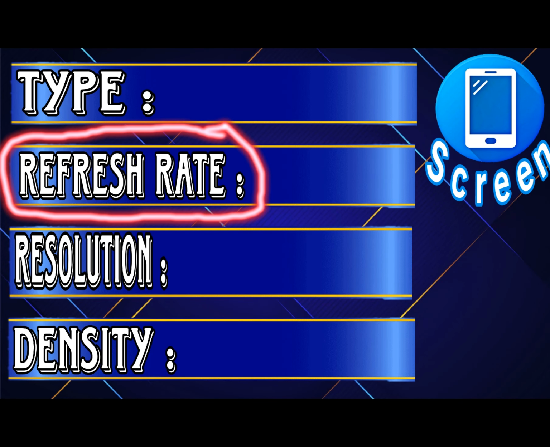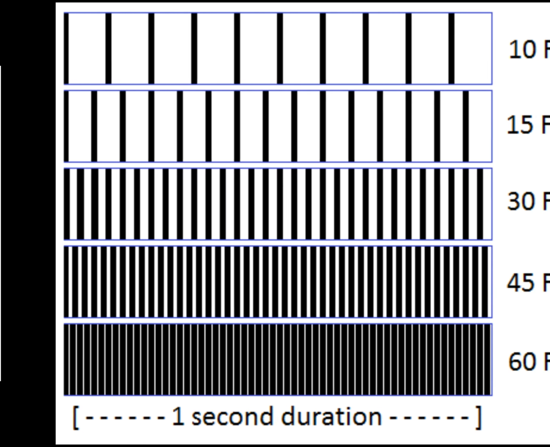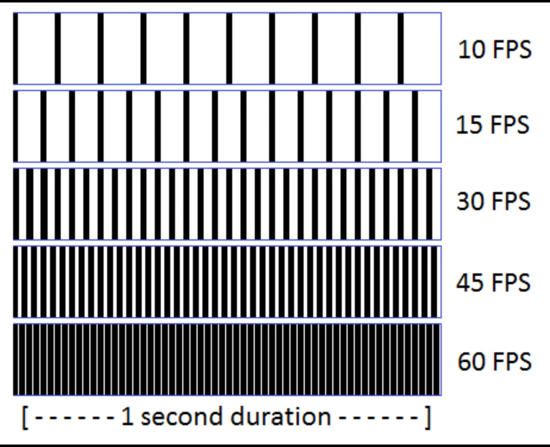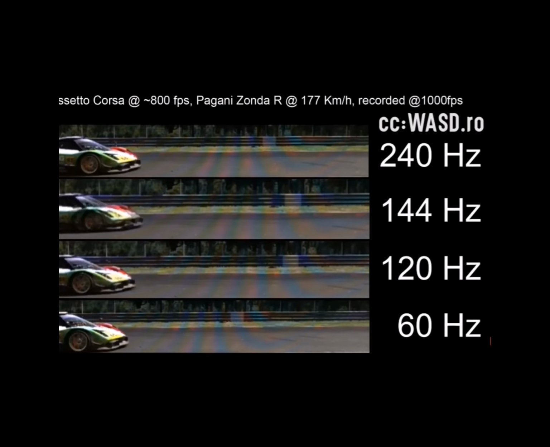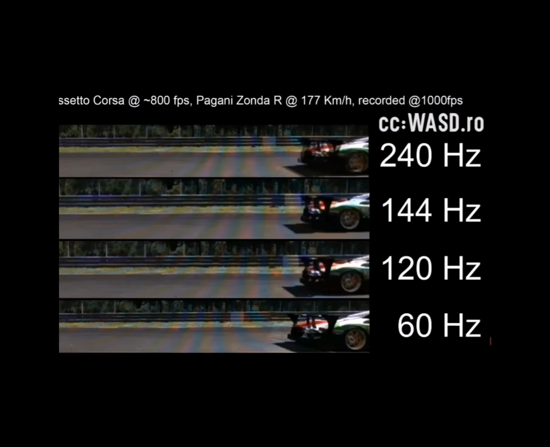Refresh rate. Refresh rate or frequency refers to the number of images that are displayed per second on the screen, which we need to watch videos and games, and it is measured in hertz, and the higher the frame rate, the smoother the movement. This does not affect the resolution of the images.